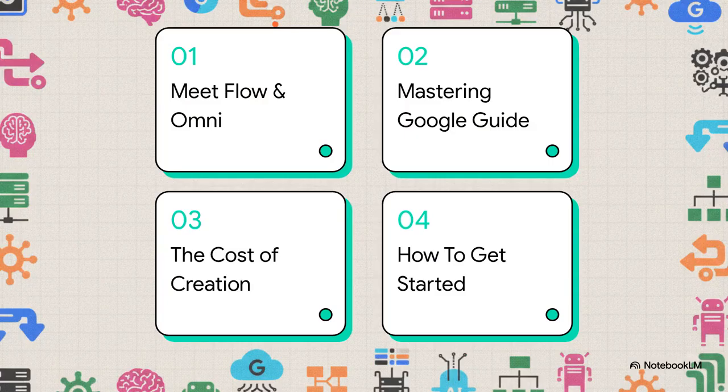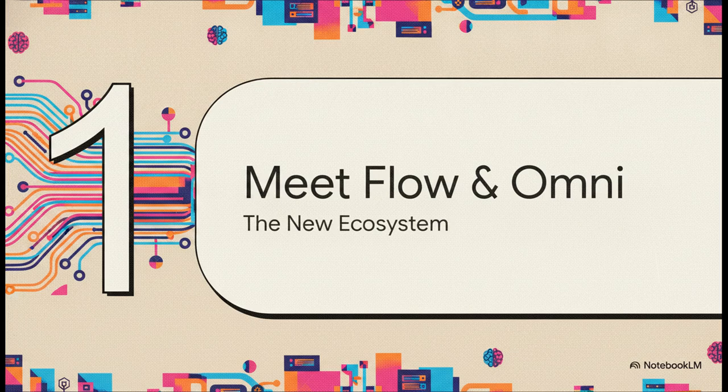So, here's our roadmap for today. First, we'll meet Flow and Omni. Second, we're mastering the Google Guide. Third, we'll break down the true cost of creation, and finally, how to get started. All right, Section 1. Meet Flow and Omni, the new ecosystem.